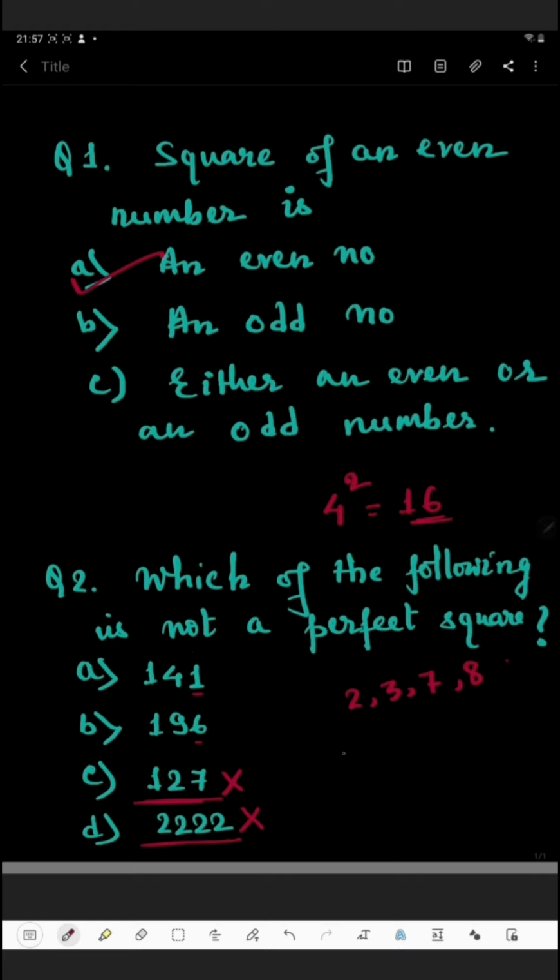Now we know that 12 multiplied by 12 is 144, which means 144 is a perfect square number. So 141 cannot be a perfect square number because before 12 we have 11, and 11 multiplied by 11 is 121, which is a perfect square. That means after 121 the next perfect square number is 144. That means 141 also cannot be a perfect square. So the answer will be 196.